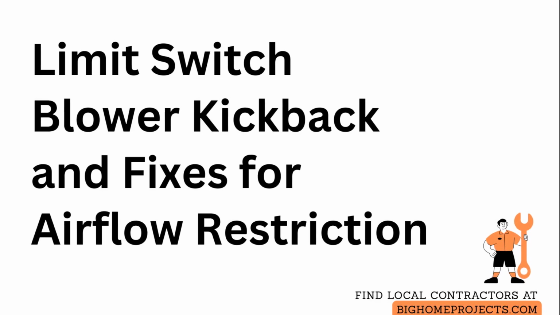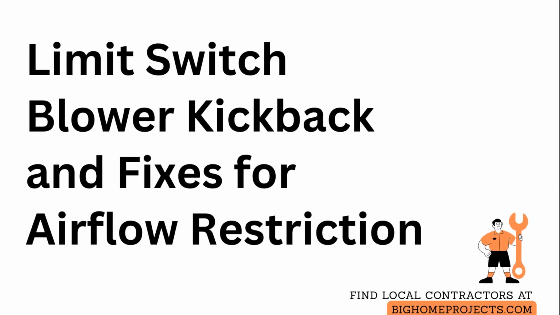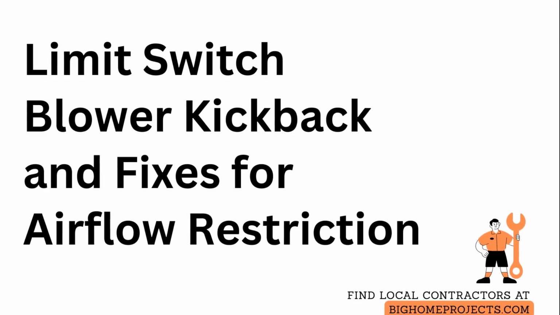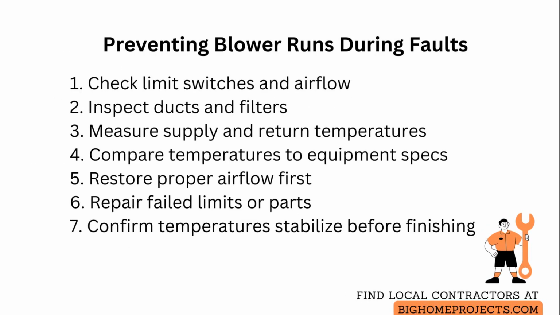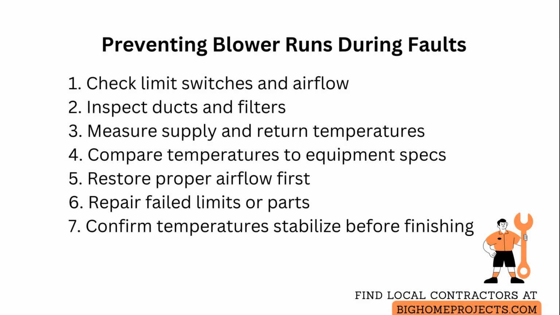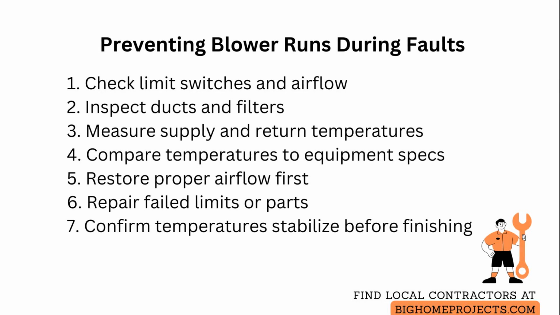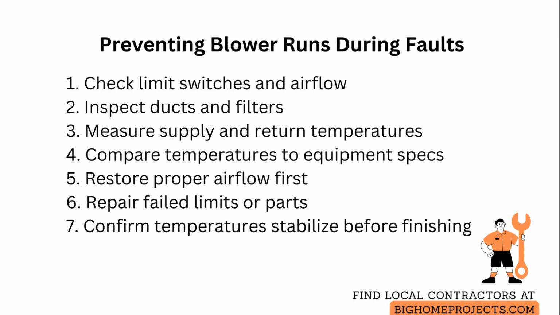The blower motor can run during a fault condition even with the burners off because the control board intentionally powers it to prevent dangerous heat buildup. The control board monitors temperature and limit switches and will run the blower to move air away from heat sources when it detects a fault that could allow excessive heat to accumulate. This feature protects heat exchangers, cabinet components, and nearby combustible materials by maintaining airflow until temperatures return to safe ranges.